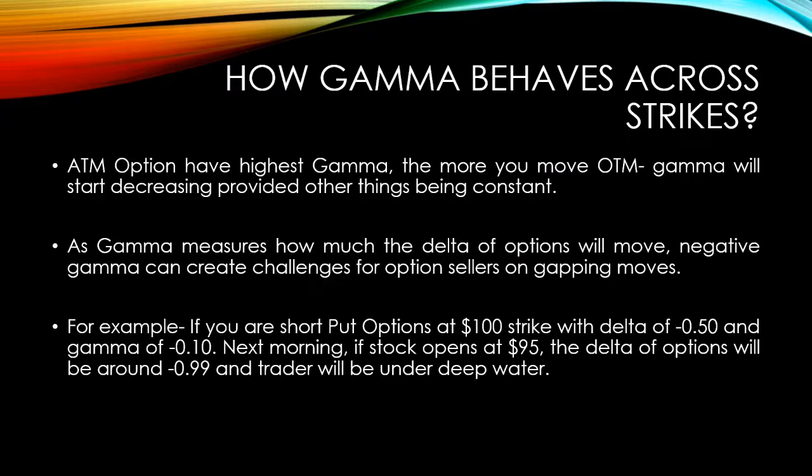So how does gamma behave across different strike prices? All of you must know that there is an option chain which includes different strike prices, different expiries, and different volatility scenarios. So in this slide we will discuss how gamma behaves with strike prices. The general rule: at the money options have the highest gamma. The more you move out of the money, the gamma will start decreasing, other things being constant. So what is the general rule?